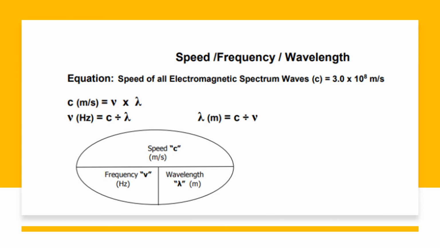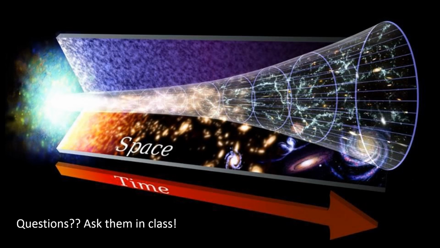Now that we've made some observations about light and waves, and we've actually built a foundation of how waves work, we're going to be using this equation below to calculate the frequency and wavelength of electromagnetic waves. Okay, I hope that was helpful. Again, we'll be taking these ideas and relating them back to the idea of an expanding universe.